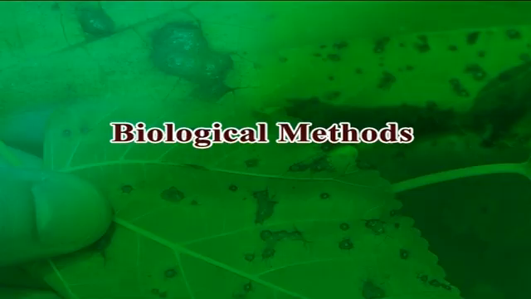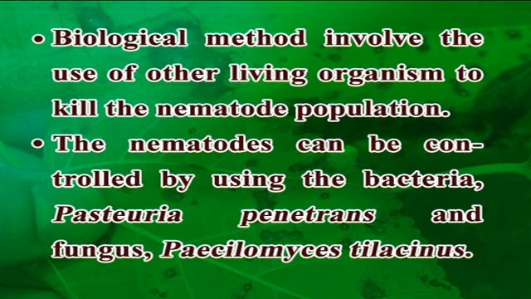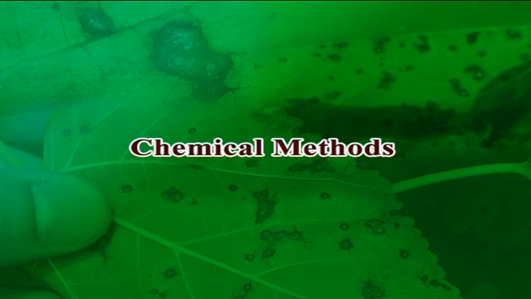Biological methods. Biological method involves the use of other living organisms to kill the nematode population. The nematodes can be controlled by using the bacterium Pasteuria penetrans and the fungus Paecilomyces lilacinus.